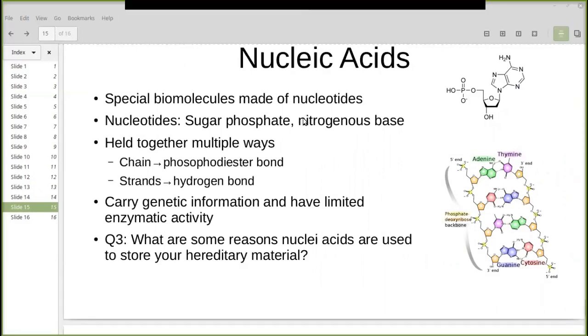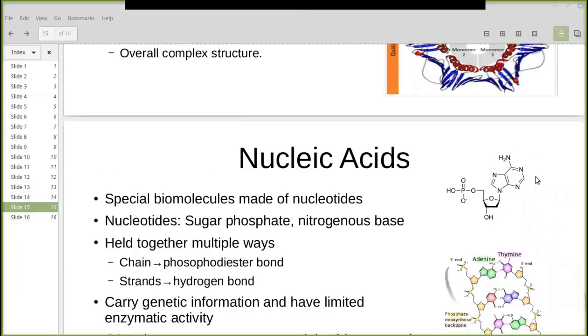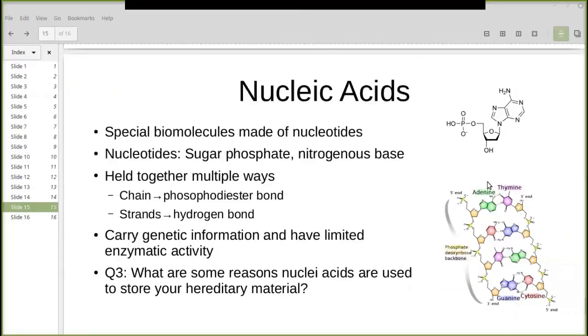They're special molecules, right? And they consist of different parts. You have your phosphate over here, you have your sugar backbone over here, and you have your nitrogenous base, which gives the nucleic acid its identity. It's held together multiple ways. This is a DNA molecule. You have your strand over here held by phosphodiester bonds. So you have the phosphate here and you have the ester here, phosphodiester.